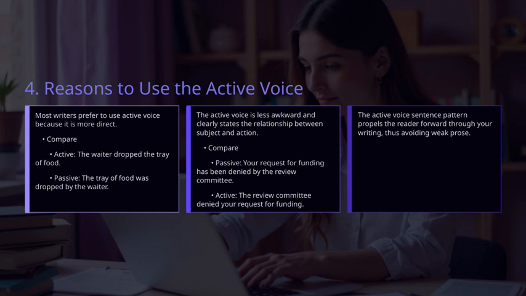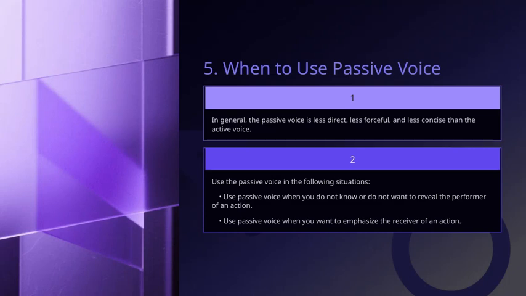So overall, choosing the active voice makes your writing more direct, clearer, and more engaging, key qualities when communicating effectively. This ties into our overall theme of crafting compelling and clear messages. Now let's talk about when to use passive voice. In general, passive voice tends to be less direct, less forceful, and less concise than active voice. That's why it's often used sparingly.